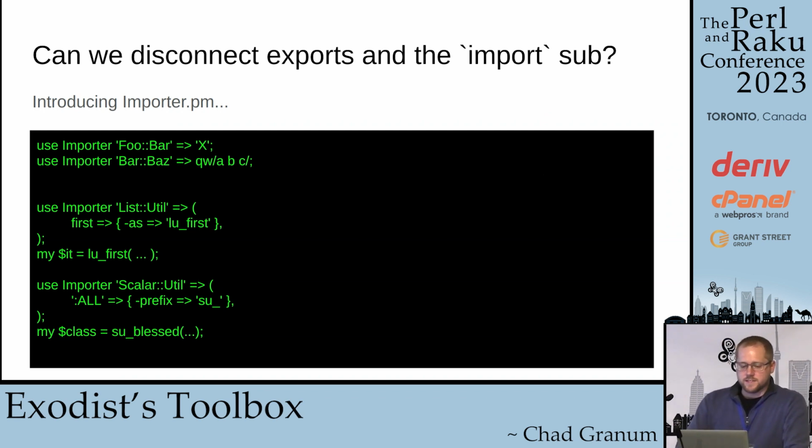You use it this way. You do use importer, then the module you want to import from, and then a list of imports. So, for an example here, we use importer listUtil to import first. But in this case, we didn't want to use the name first because it would conflict with something, so we rename it to lu_first. And then we can just use it as lu_first. Then below that, use importer scalar_util and the all grouping, but with the prefix su_. And now we have everything that scalar_util exports, but prefixed with su_. Once again, avoiding conflicts in the namespace.